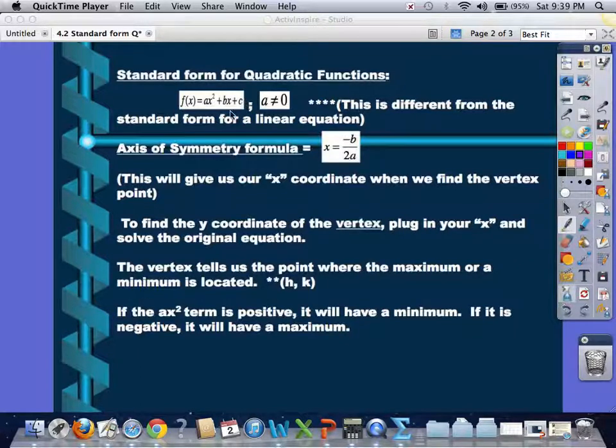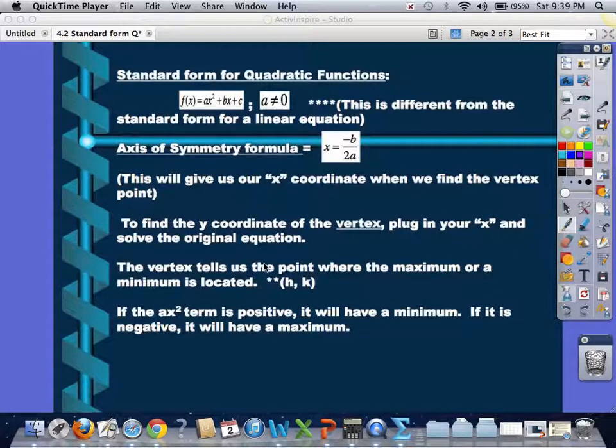All right, and we'll also be using the axis of symmetry. Well, that formula is x is equal to negative or opposite of b divided by 2 times a. All right, and we will get the b and the a from the standard form for the quadratic. We'll just take it straight from here. This will give us our x-coordinate when we find the vertex point. All right, when we find that x-coordinate, in order to find the y-coordinate of your vertex, you'll just plug your x into the original equation.